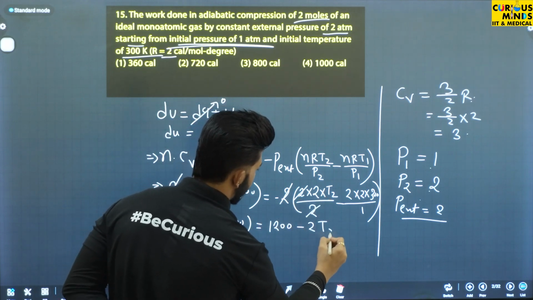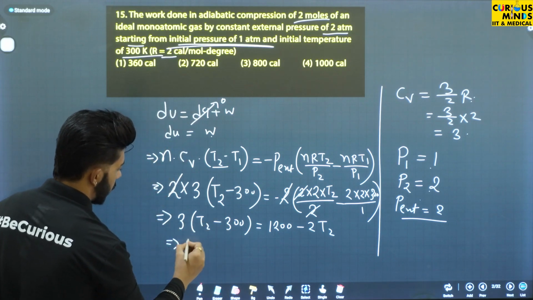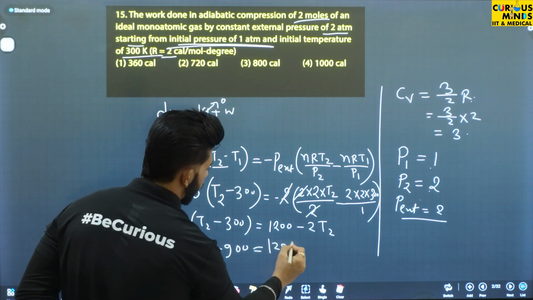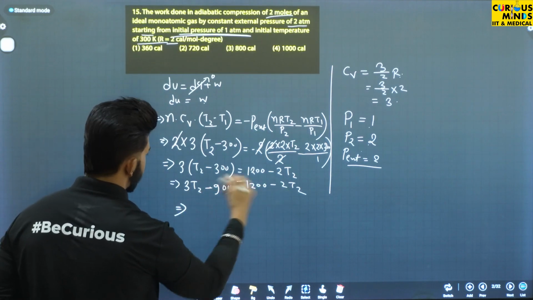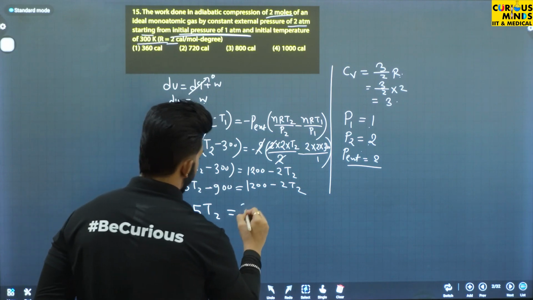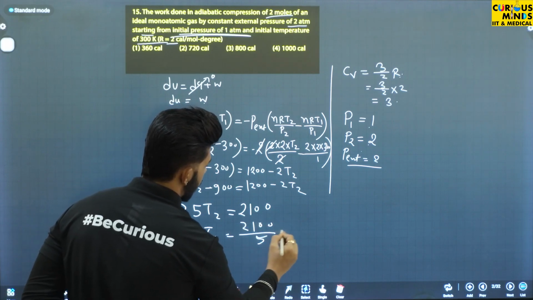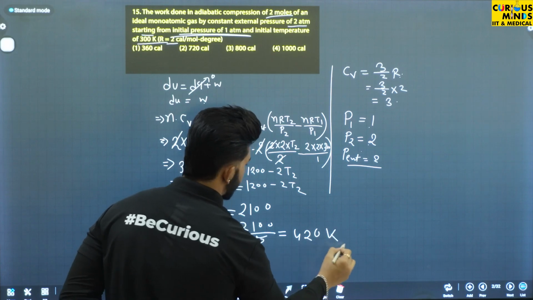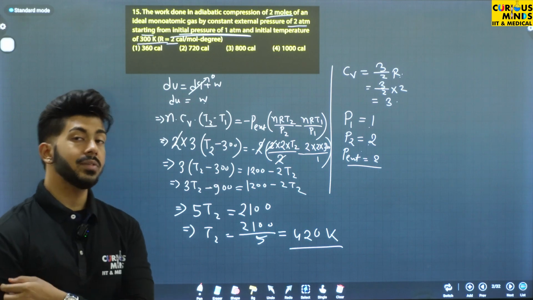Next, if I just multiply this, it will be 3T2 minus 900 equals 1200 minus 2T2. So this will come here, so it will be 5T2 equals 1200 plus 900, that means 2100. So T2 will be 2100 by 5, that means 420 Kelvin. So we got our final temperature, which is 420 Kelvin. Initial temperature was 300 Kelvin.